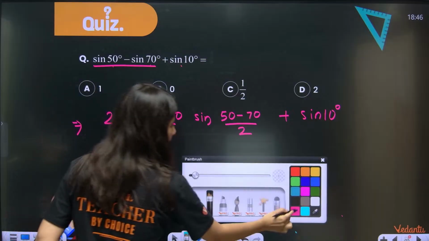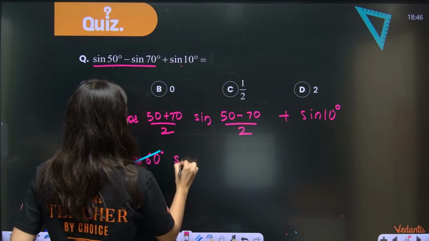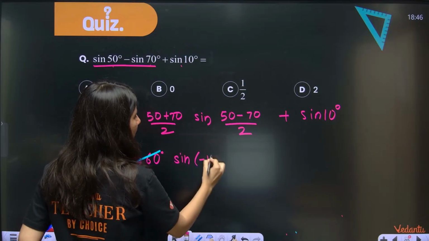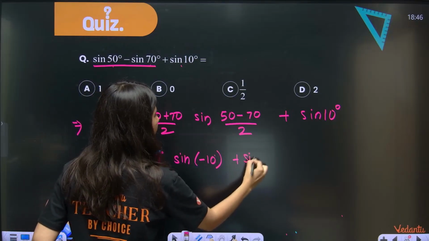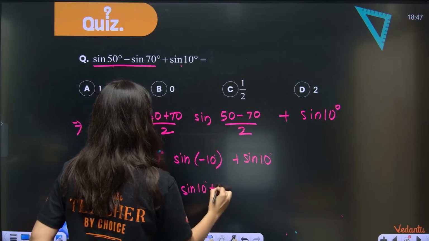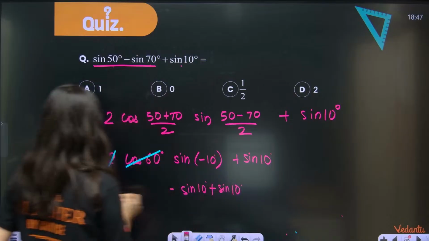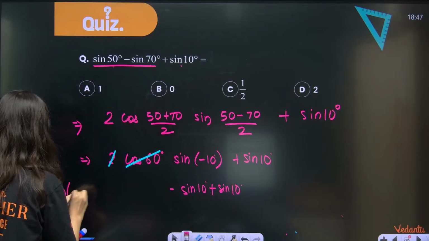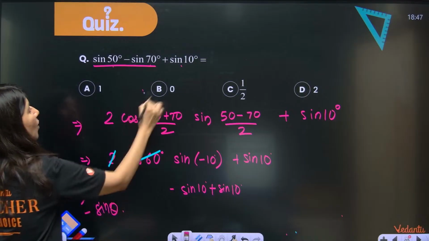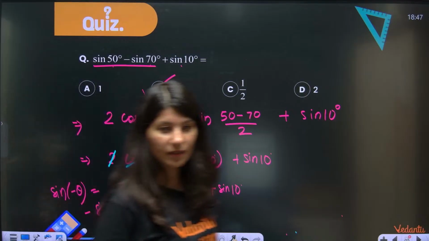Clear. Now, can you see this is minus 10? Yes or no? Plus sin 10 degree. So actually this is minus sin 10 degree plus sin 10 degree. Remember, sine of minus theta is what? Minus sine theta. Option B, absolutely right.